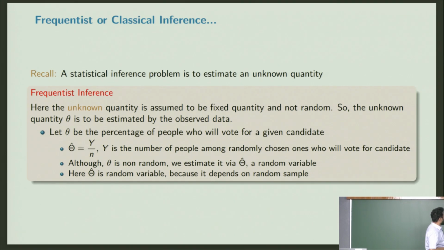So the unknown quantity theta is estimated by the observed data. Let theta be the percentage of people who will vote for a given candidate. Then I can have an estimator theta hat, which is y divided by n. Y is the number of people among randomly chosen ones who will vote for the candidate. Although theta is not random, we will estimate it via theta hat. Obviously, y divided by n means n is the total number of people and y is the total number of them going to vote for the candidate. So this will give you the percentage.